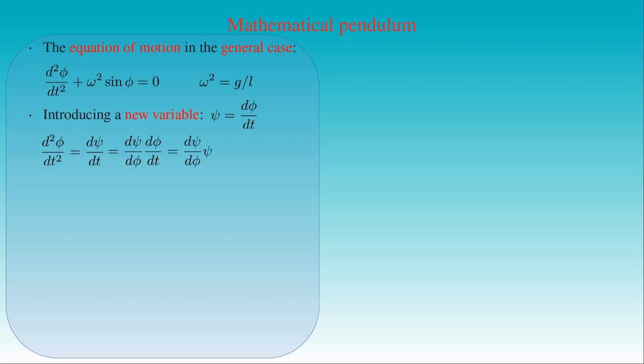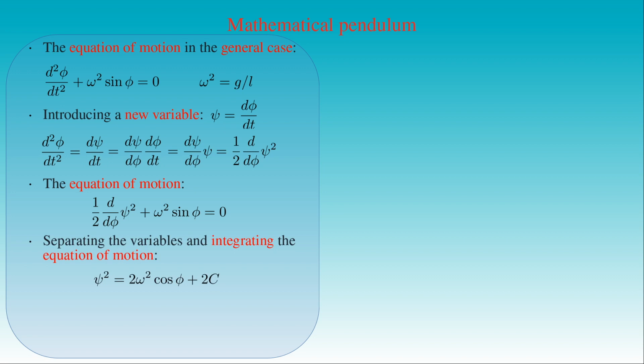In fact, this expression is equal to 1 over 2 times the derivative of psi squared with respect to the angle phi. Then we can write the equation of motion as a first-order differential equation stating that 1 over 2 times the derivative of psi squared with respect to the angle phi plus omega squared times sine phi is equal to 0. By separating its variables, we can integrate the differential equation, and express the function psi squared as 2 times omega squared times cosine phi, plus a constant of integration written as 2 times c.